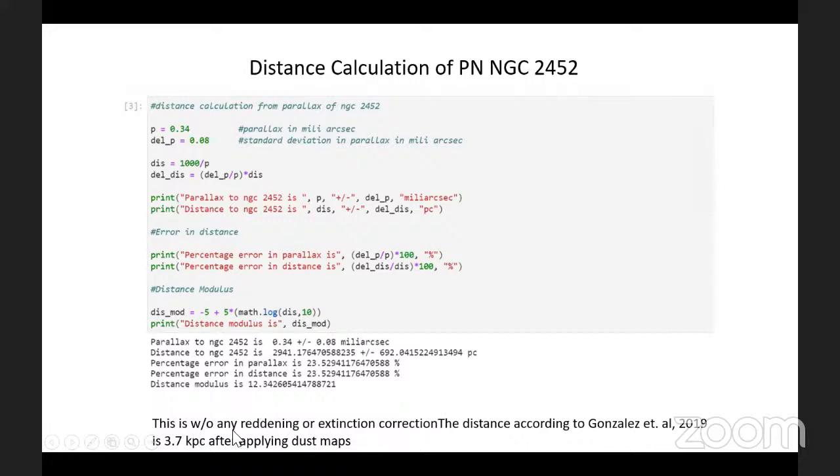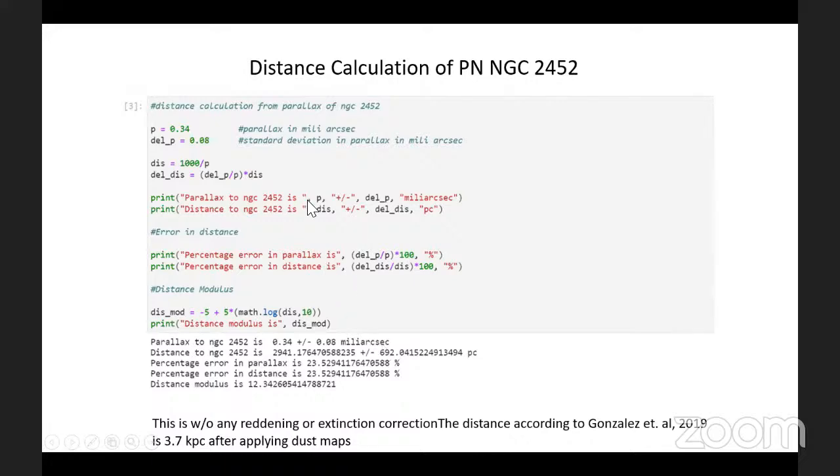This is what Gonzalez et al. say is around 3.7 kiloparsecs, which is after applying the dust maps. But this calculation has not applied all these calibrations, dust extinctions, and everything.